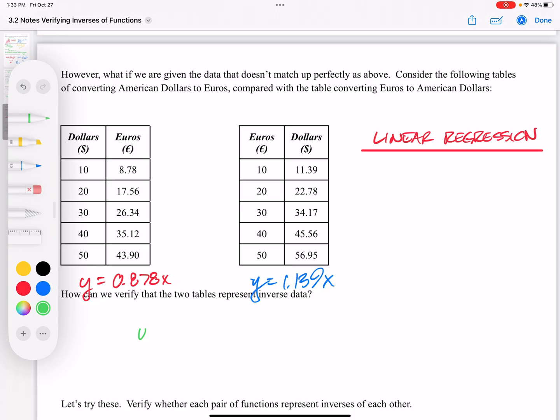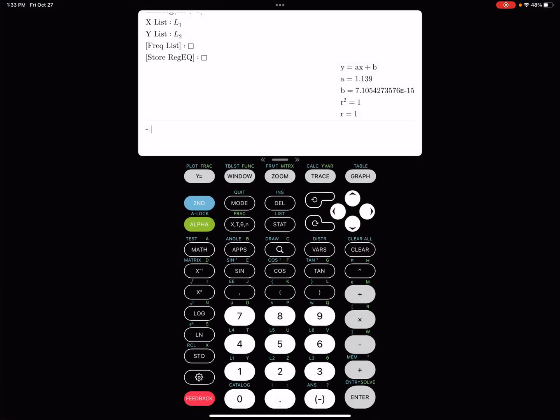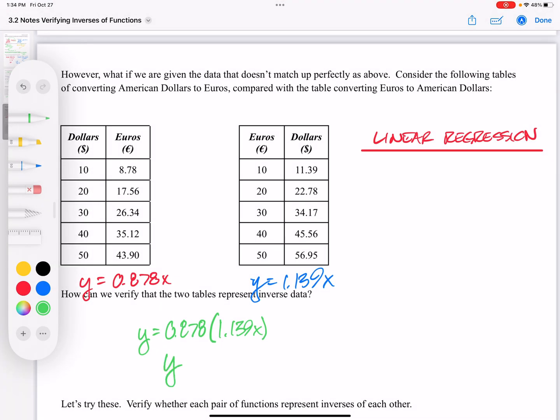Okay, so now we do the same thing that we were doing before algebraically. We're going to evaluate y equals 0.878 times 1.139x. And when I multiply those out, 0.878 times 1.139, I get 1.00000. All right? So this is y equals x. So yes, these are inverses.